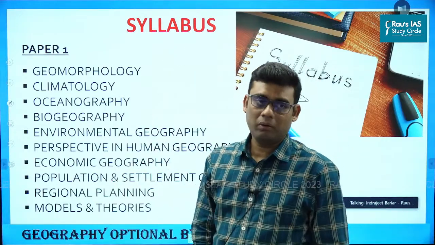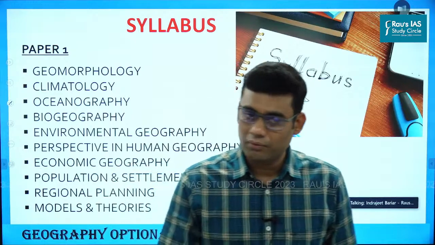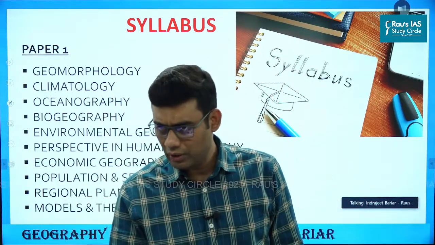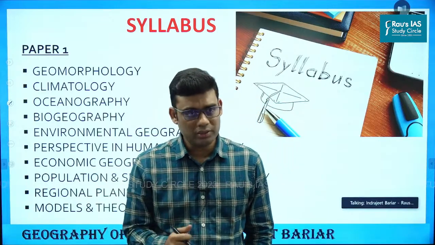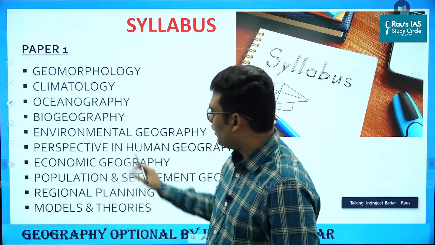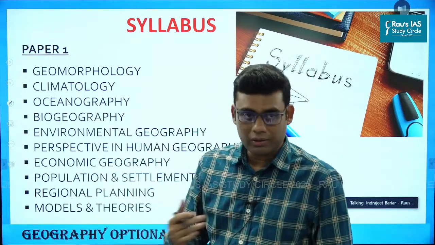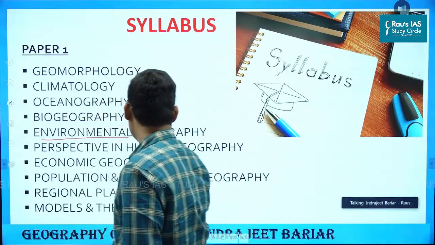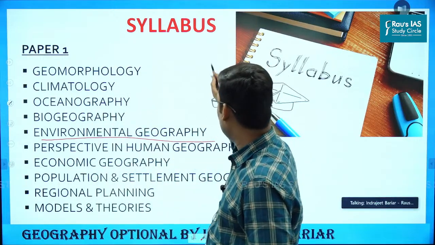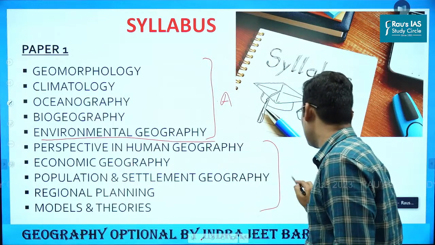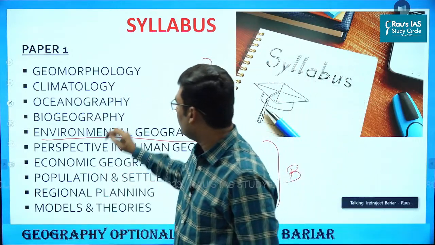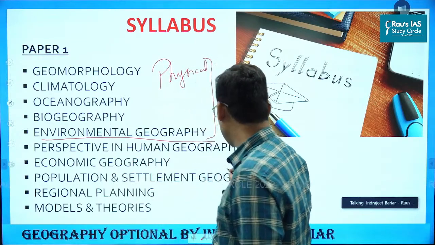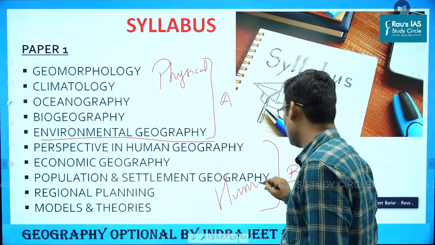Paper 1, paper 2, both the papers have 10 units each. Paper 1 primarily is what we call world geography. Paper 2 is what we identify as Indian geography. Paper 1 now has been divided into two parts, part A and part B, and it has 5 units each. So this is all part A, this is all part B. Now part A, if you see, is physical geography, and part B is all human geography.